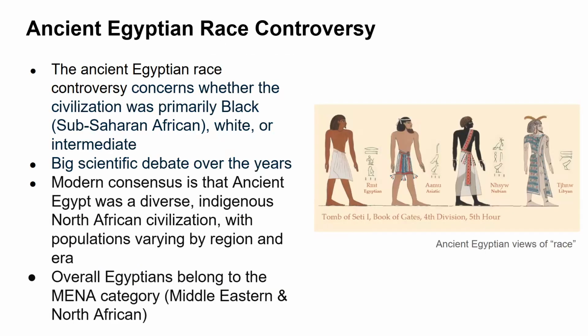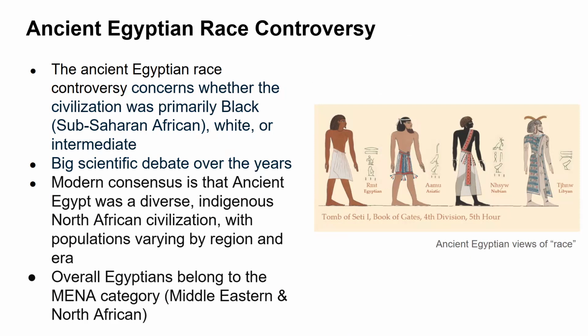And okay, so the ancient Egyptian race controversy. This is a really, really interesting one. There was this big debate, I want to say it's been going on for over 100 years. People were saying, were the ancient Egyptians sub-Saharan African? Were they white? Were they intermediate? And this was a big, big thing for many years.